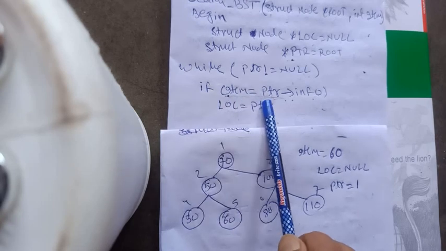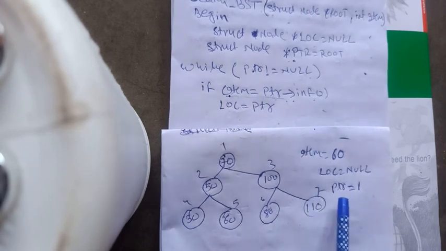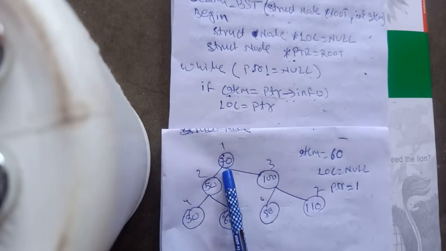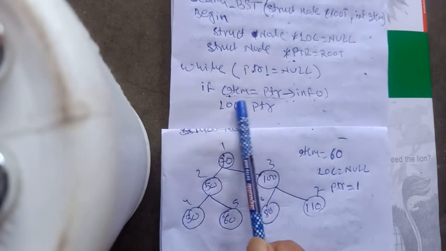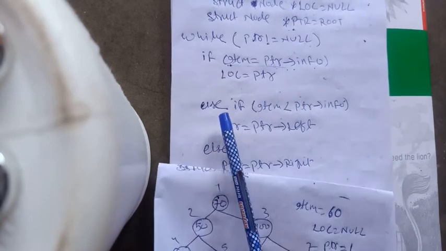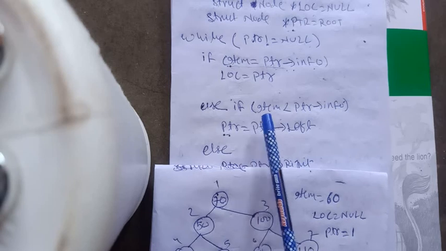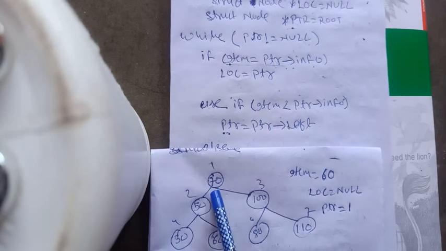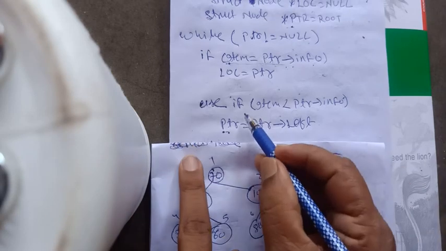If item is equal to ptr of info, the item will be compared. Item is 60 and ptr is 1, so it is compared with 70. This condition will be false. When it is false, then the else part will be executed. Else if item, that is 60, is less than ptr of info, and ptr of info is 70, yes, this is less.